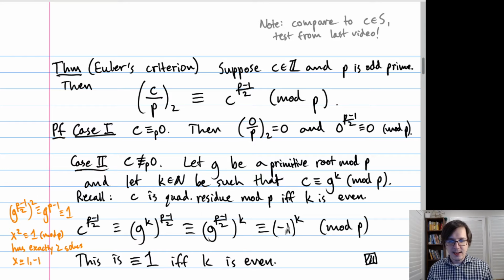So anyway, we've taken c to the p minus 1 over 2 and turned it into minus 1 to the k, and that's fairly easy to analyze. If k is even, it's 1, and if k is odd, it's minus 1. And, well, that matches up with this. So that's Euler's criterion.